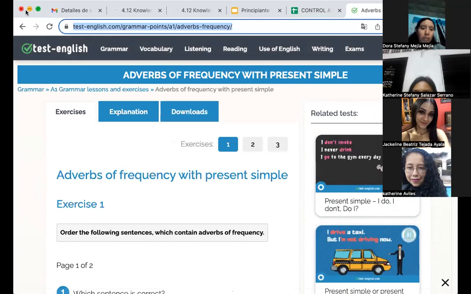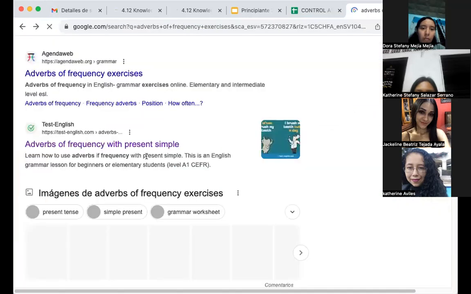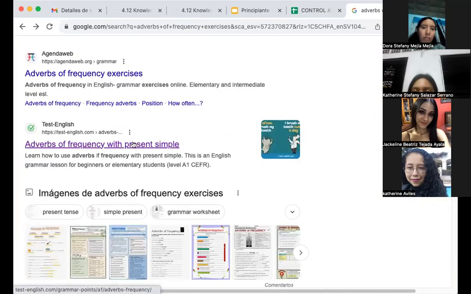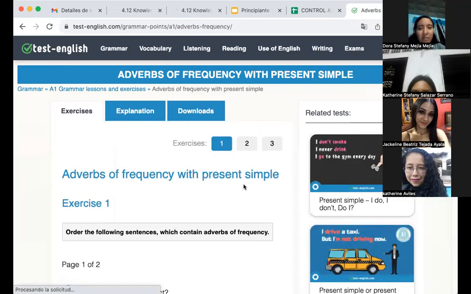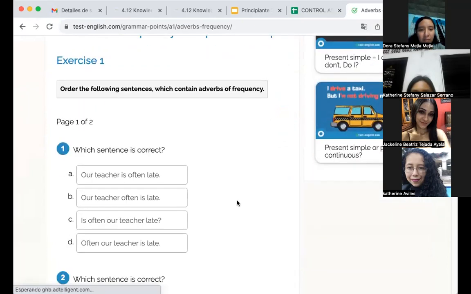Uy, ya les regalé otra vez. Ya me va a regañar Romeo. Vamos. Menos mal que no se dio cuenta. Vamos a acabar. Bye. Es que estaba viendo el link.